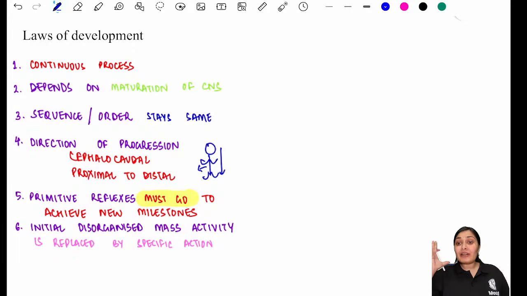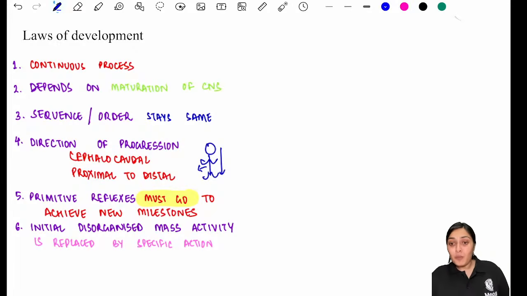That means firstly the child will learn how to hold his neck, then how to sit, then how to stand, then how to walk, then how to run. This order will stay the same, right? There should not be any interruption in this order. And what is the direction of progression of this development? It's cephalocaudal. That means firstly head control comes, then trunk control, then limb control. So cephalocaudal, and within the limbs it's proximal to distal. That means distal activity will come later on. Big bodily movements will come first. So remember the direction of progression: cephalocaudal, proximal to distal.